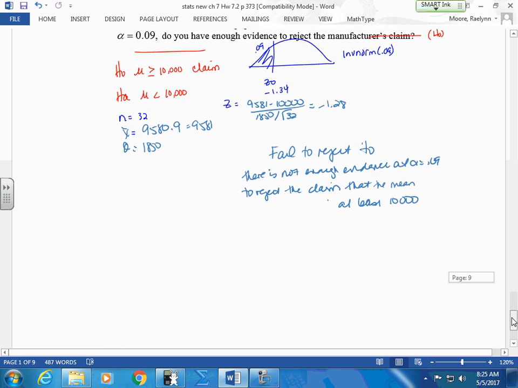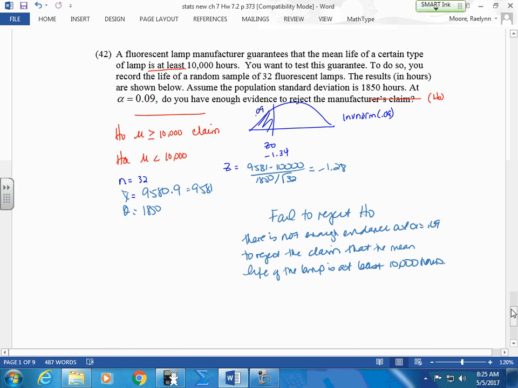And the last one that you guys had, was this it? Did you have this? Okay. A fluorescent lamp manufacturer guarantees that the mean life is at least, again, greater than or equal to 10,000 hours. And that's our H0 because it has the equal. Our HA has the tail in it. So we're kind of testing, our HA is going to be the opposite of what they're saying, isn't it? A manufacturer, of course, is going to say greater than or more than or equal to. We're saying, hey, I didn't get 10,000 hours out of this. I'm saying it's less than.